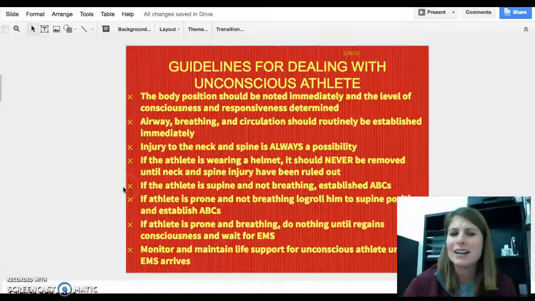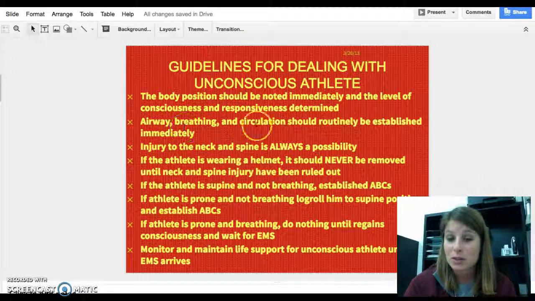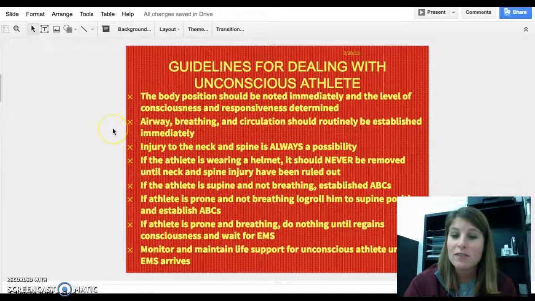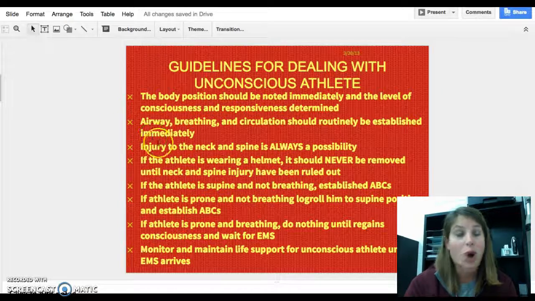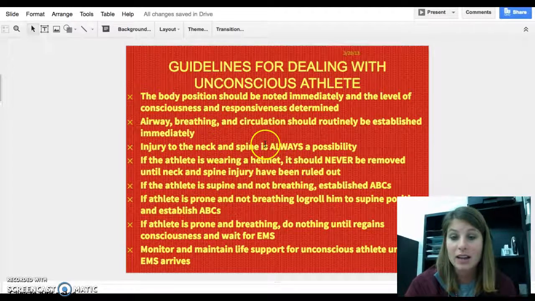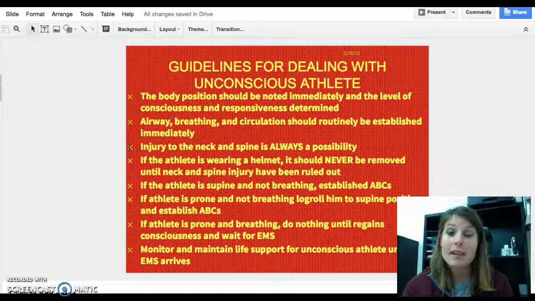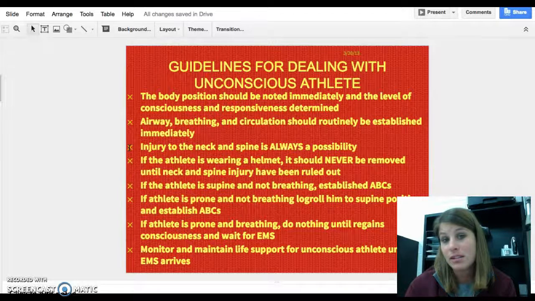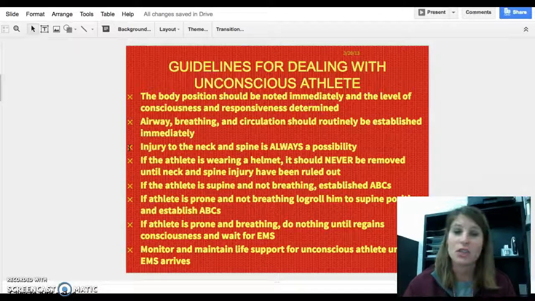So here's some different guidelines for dealing with an unconscious person. There's a lot of things that come into play here, okay? You have to be able to establish that airway, breathing, and circulation. So if the person is laying on their stomach, you have to be able to get them over to their back so you can get to their mouth, okay? You always want to suspect that there's a problem with their neck or their spine because you don't know what happened to them. If you move somebody that does have a neck or spine injury, you could cause them to be paralyzed. It could make things worse. So there are some proper procedures to go about this.